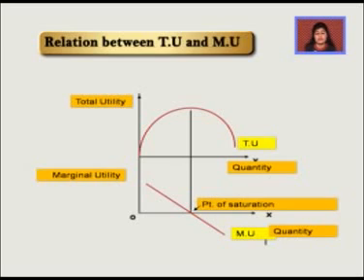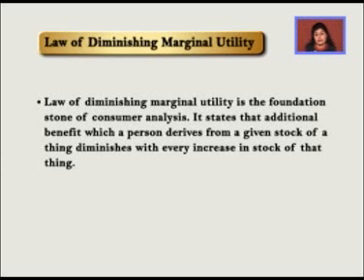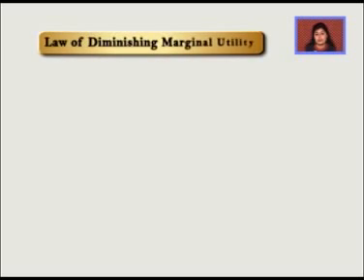Now, on the basis of this concept of marginal utility and total utility, a law has been formulated. This law is called Law of Diminishing Marginal Utility. It's just the same thing which I told you right now, that the more we consume of a thing, the marginal utility derived from every successive unit would just go on falling. But this law is based on certain assumptions.